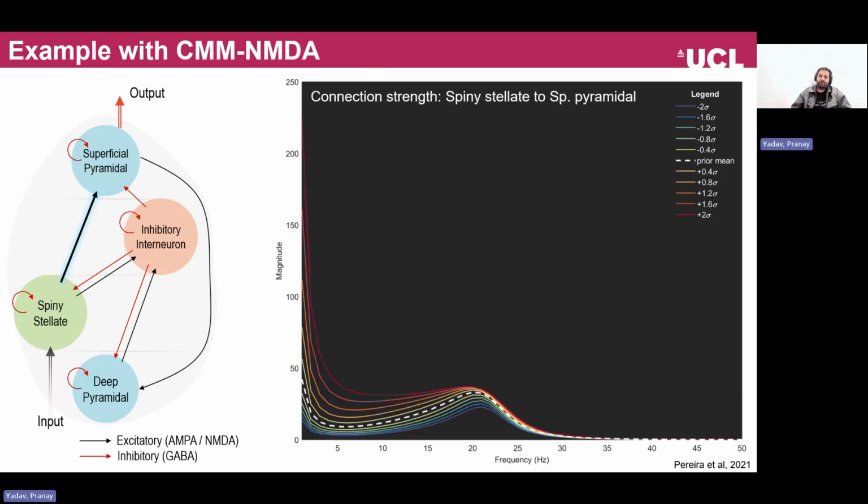Right. The other parameter they varied, among many parameters, is the connection strength from the spiny stellate population to the superficial pyramidal population. This is excitatory. And if this connection strength is increased, there is a sort of broadband increase in power, but the predominant effect is in the lower range between delta and theta bands.